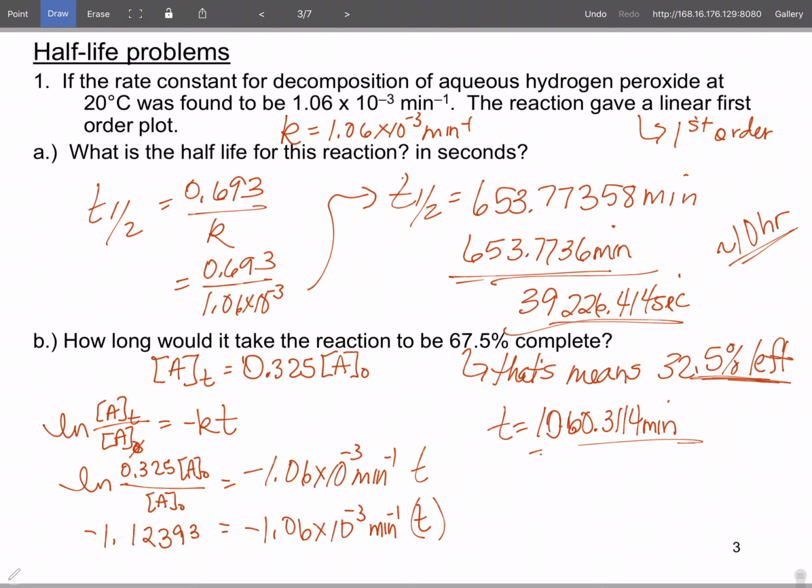It's fine to leave it in minutes, but if you wanted, you could divide it by 60 and get 17.6719 hours. Then you could divide it by 24 hours and get 0.7363 days. Now, why did I do that?